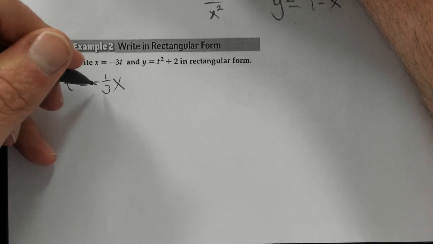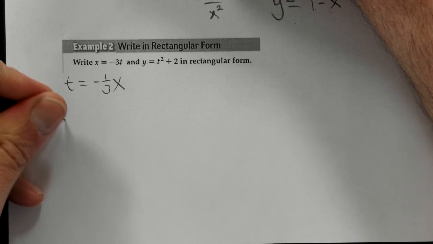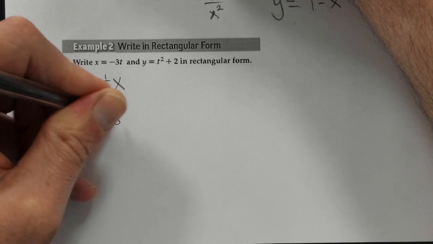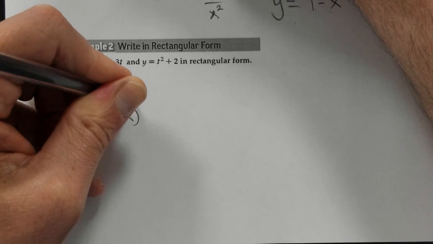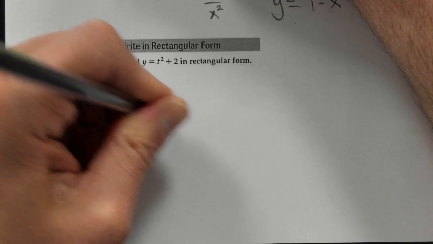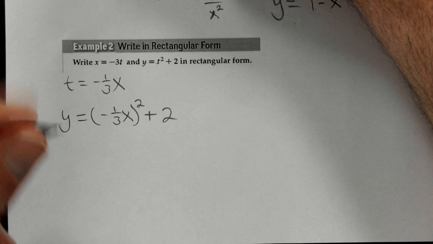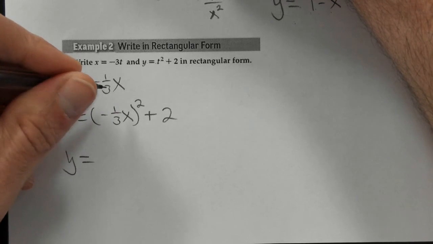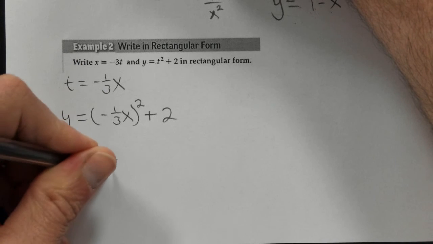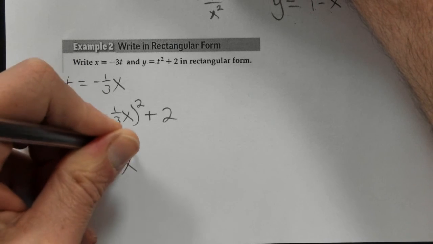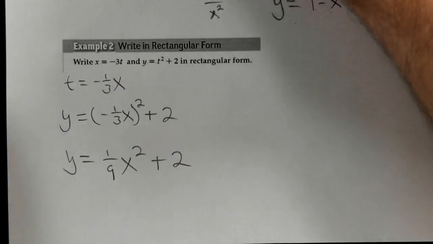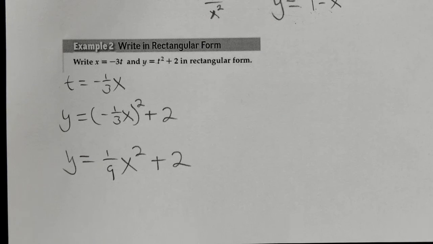So now I can take this t and shove it into the other equation, and we got y equals, open, negative 1/3 x, close, squared, plus 2. All right, and simplifying down really in just one more step, y equals, square this, negative and negative is a positive, 1/3 times 1/3 is 1/9. Then that'll be x squared plus 2. And you've got it. So all we're doing really in this section is rewriting parametric equations into rectangular form.